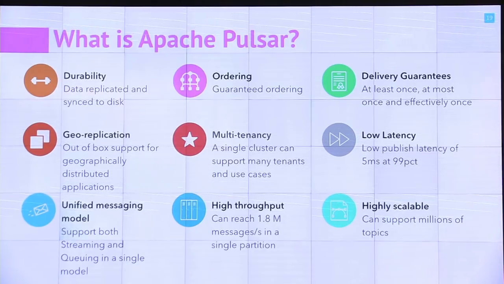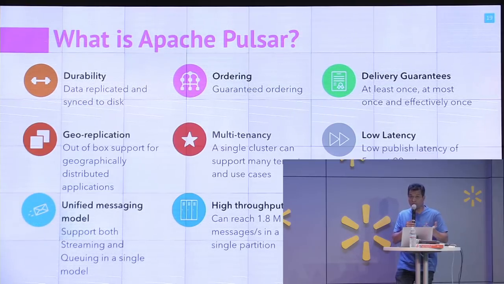By default, Apache Pulsar fsyncs messages on at least 2 machines before returning back to the producer, which means that your messages are always durable. Of course, you can turn it off if durability is not a requirement, but durability comes out of the box as default. It provides guaranteed ordering. It has the same concept of topics and partitions, and data in a partition is always ordered.